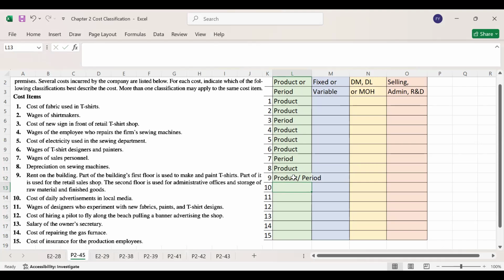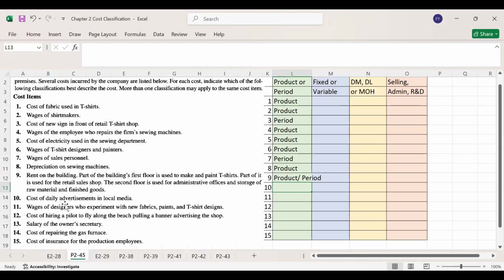Because of those portions. For example, if 30% of the building is used for administrative offices or for storage of the material, then the 30% cost goes to period cost. And if 70% of the building is used for manufacturing or painting the t-shirts, then 70% of the rent of the building goes to the product cost. So this is the combination of both costs.